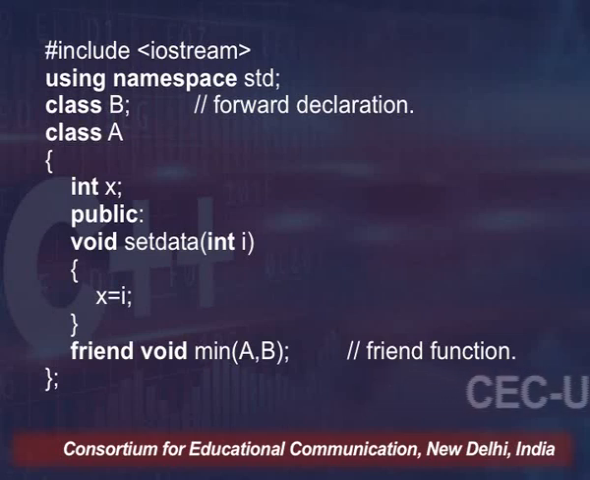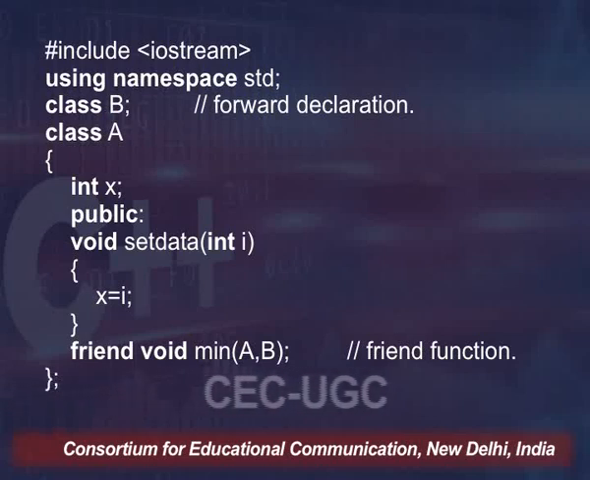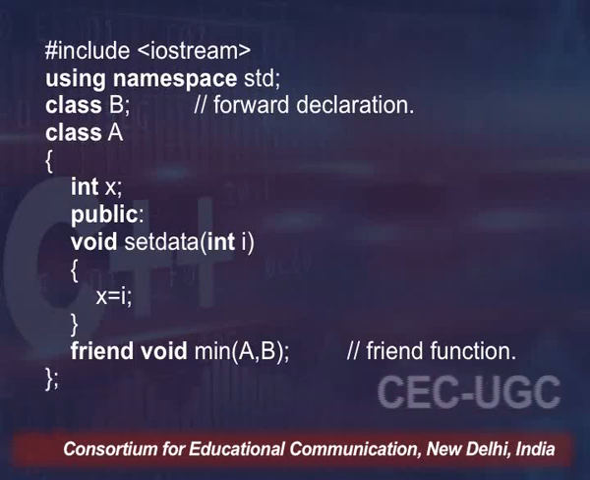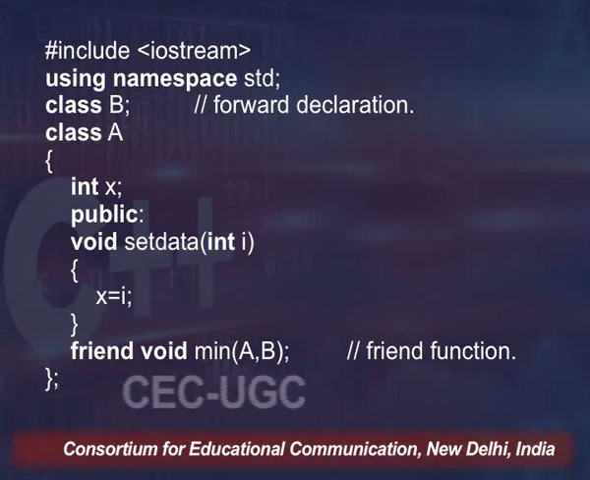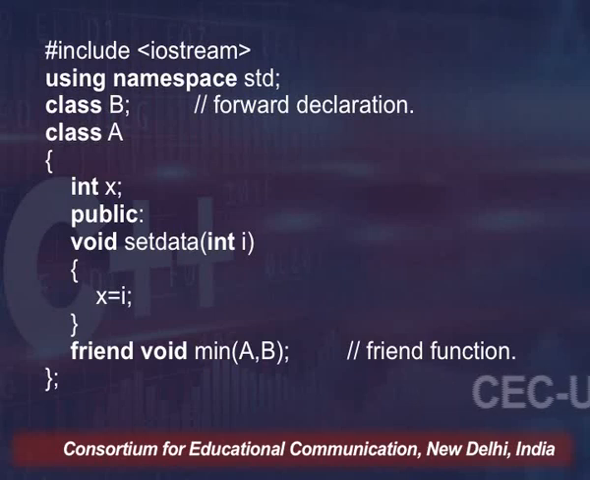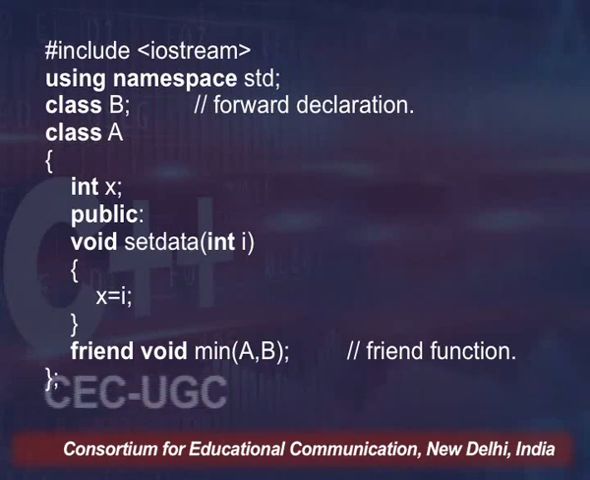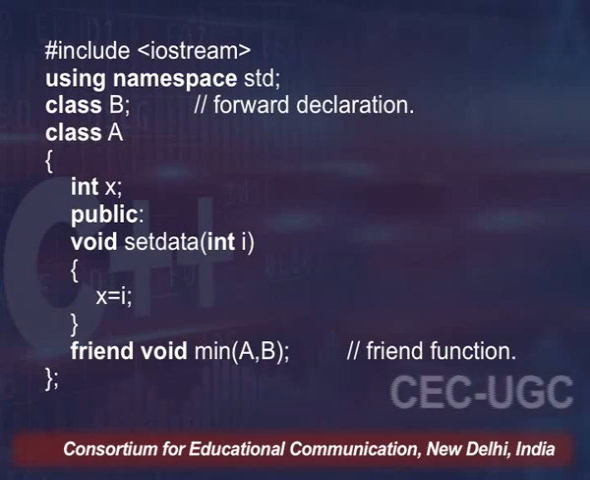Now, in the next statement we have written a min function, which is using the objects of two classes. One is class A, inside which it is being declared, and another one is class B. But please remember, my compiler is not aware of any class named B till this point.